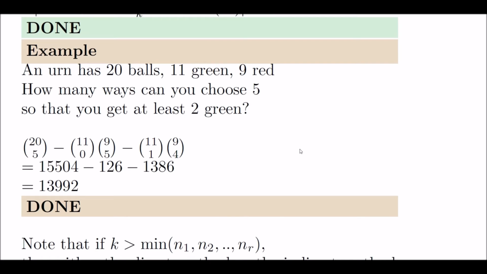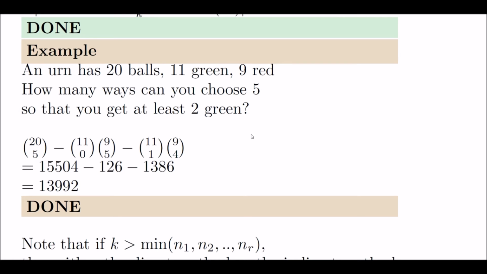There's another way to do that problem. What we did just a second ago is we did the problem directly. We added up all the ways where you end up with at least 2 green balls. So we took the number of ways you could end up with exactly 2 green balls, plus exactly 3 green balls, plus exactly 4 green balls, plus exactly 5 green balls. So I would call that calculating it directly. Here's a way you could calculate that number indirectly.